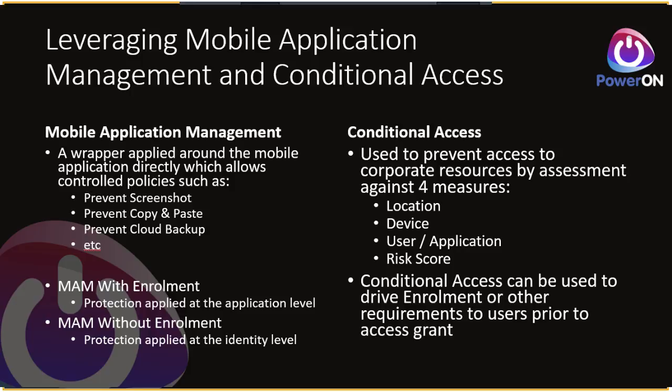Now, MAM without enrollment, as I say, is a little bit different because it works on the identity level. So we'll see this in a little bit. I'm happy to give you guys a demo, but you will see that I can have a personal mailbox in the Outlook application, which is a MAM-enabled app, and a corporate mailbox, so personal and corporate. Now I can take the personal data out, not a problem. I cannot paste the corporate data out. So whilst they are one app, the protection is placed around the identity level.